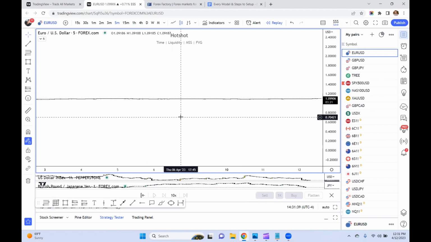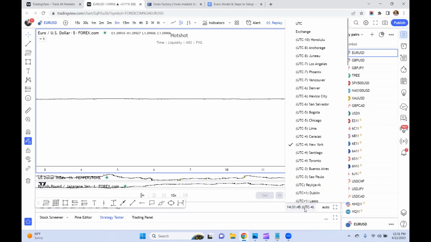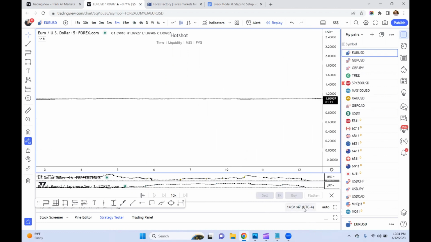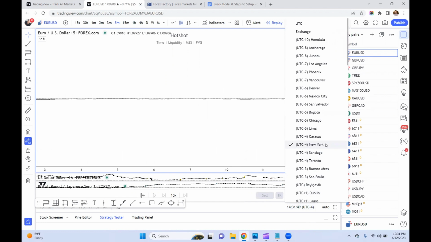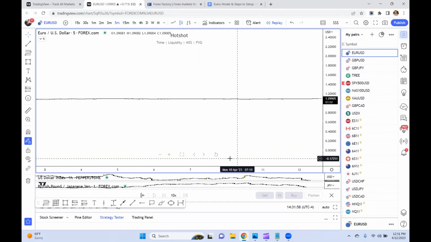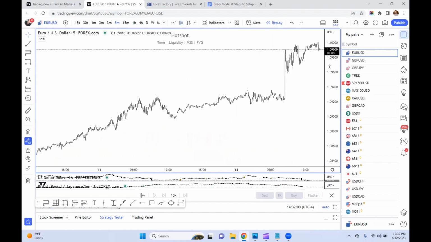Now, London Killzone starts from 2 to 5, and all of this is New York times specifically. So if you don't have New York set up on your charts, you just click the time down here and go to New York. This UTC -4 changes for everyone. Some is UTC -5, others are different. Just look for the New York and click that. So now you are focused on New York's time.